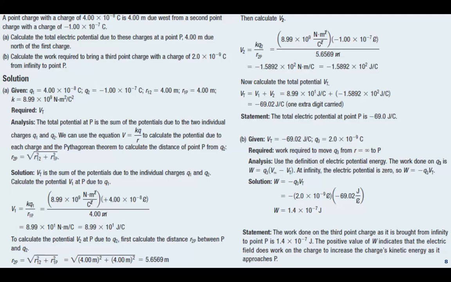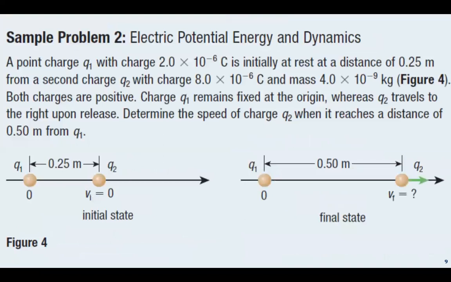Okay, any questions? All right, then let's consider another sample question here. A point charge Q1 with charge 2.0 times 10 to the power of negative 6 coulomb is initially at rest at a distance of 0.25 meters from a second charge Q2 with charge 8.0 times 10 to the power of negative 6 coulombs and a mass of 4.0 times 10 to the power of negative 9 kilograms, as shown here in figure 4. Both charges are positive.